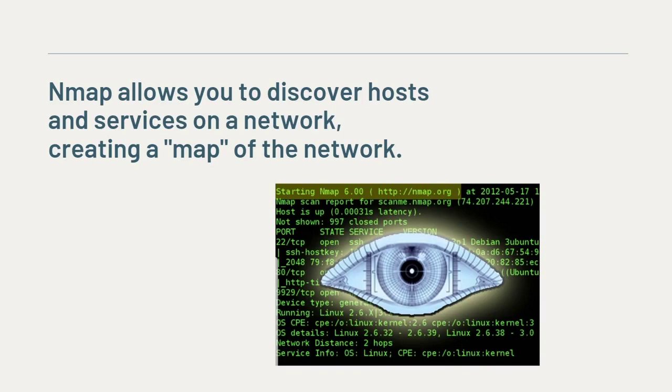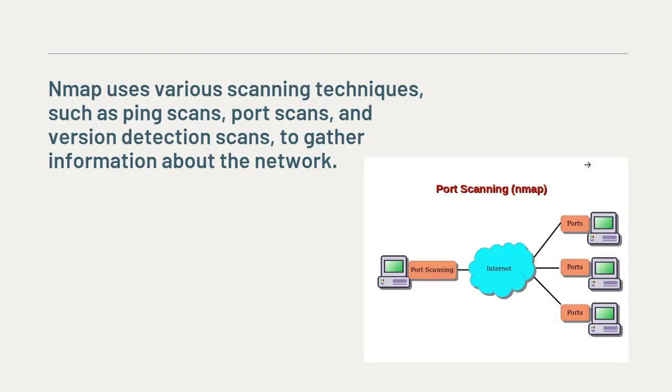Creating a map of the network. A host is a device that has an IP address and can communicate on the network. A service is any application or program that runs on a host and listens for incoming connections, such as HTTP, FTP, SSH, etc. Nmap can scan a range of IP addresses or domain names and tell you which hosts are up and which services are running on them. This way you can get a visual representation of your network topology and inventory.